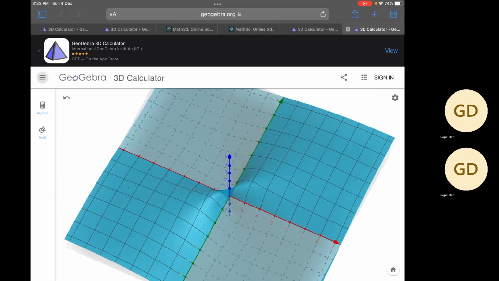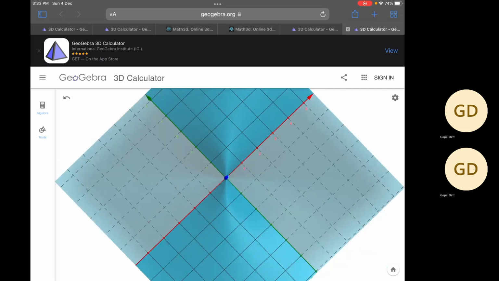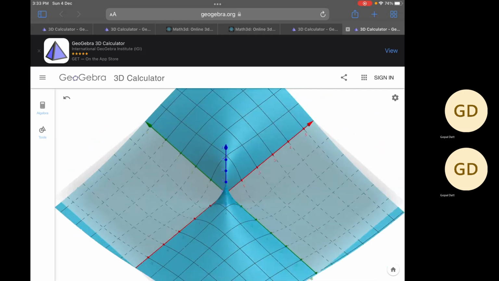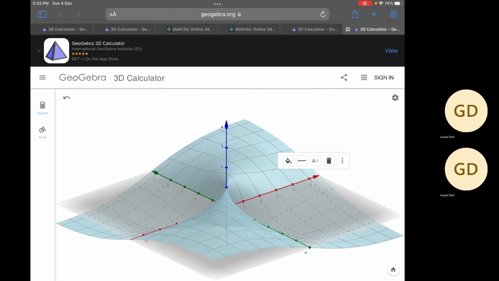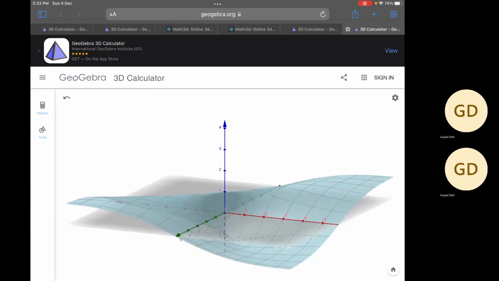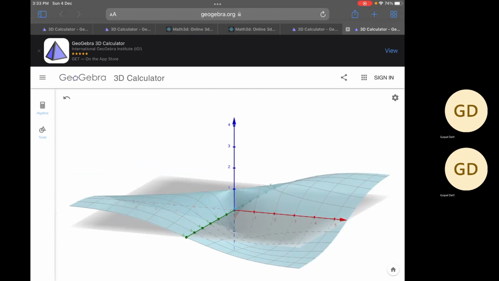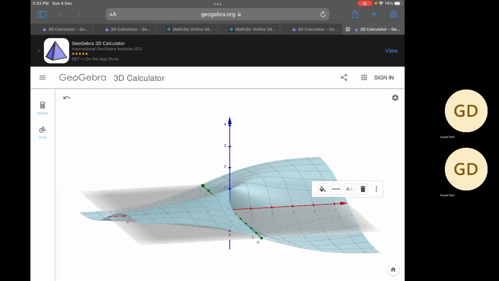See, at the origin it's a little weird. Let me see its behavior at the origin. From different curves it goes to different points. So I'll stop here. In the next lecture we will see differentiability of functions of several variables.